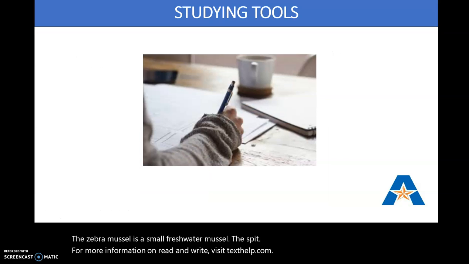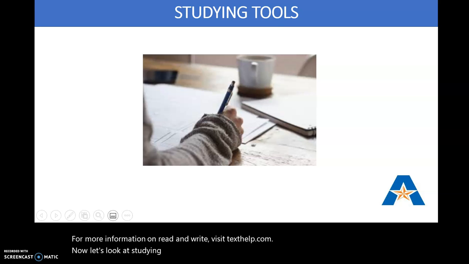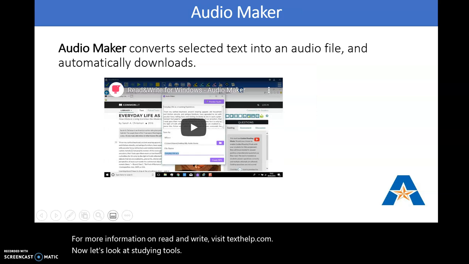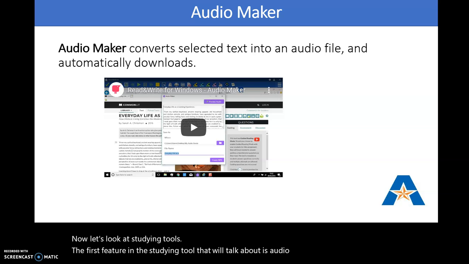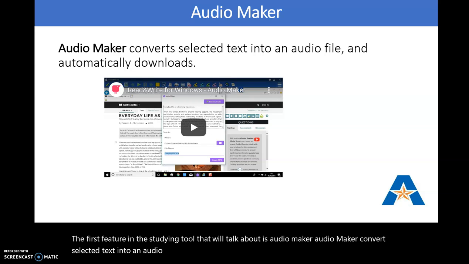Now let's look at studying tools. The first feature in the studying tool that we'll talk about is Audio Maker. Audio Maker converts selected text into an audio file and automatically downloads. Let's watch.